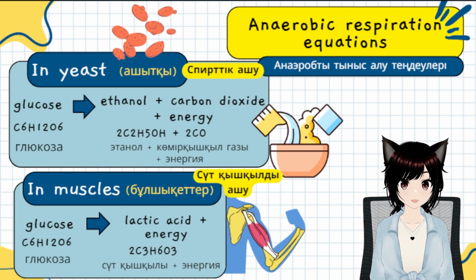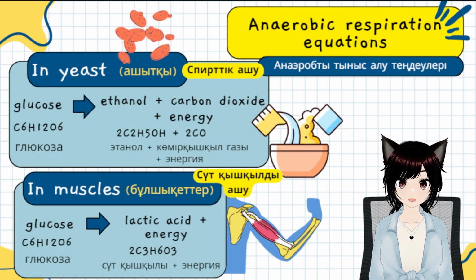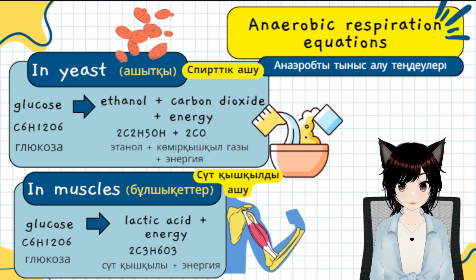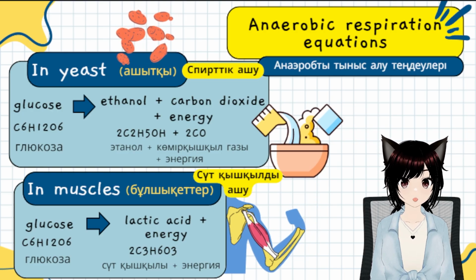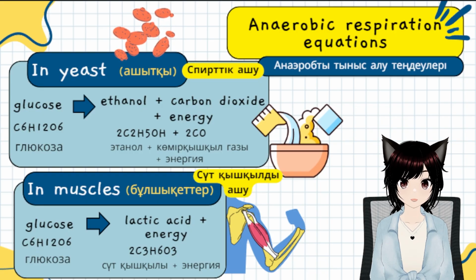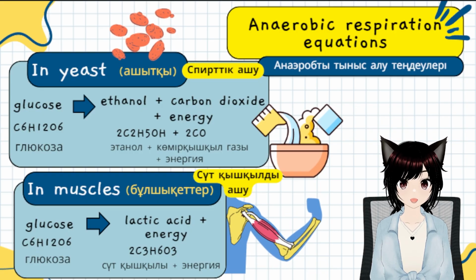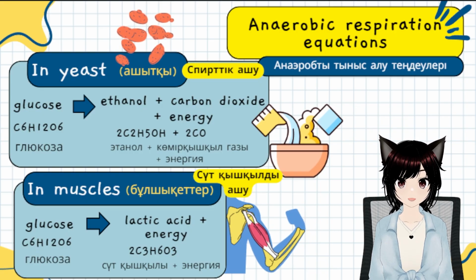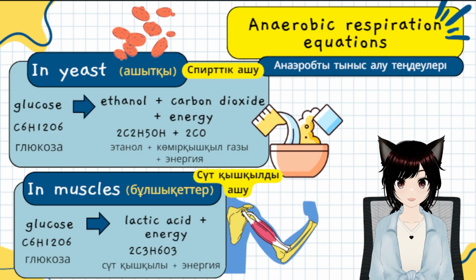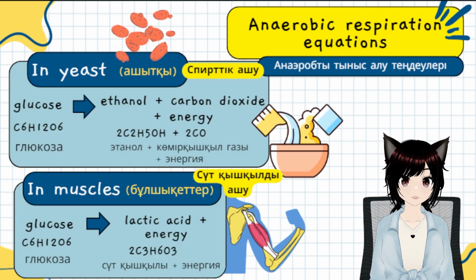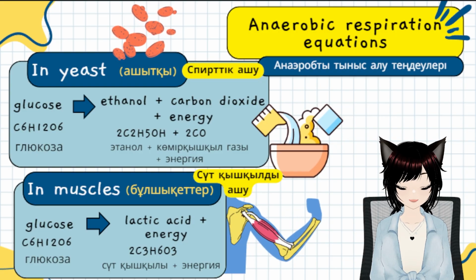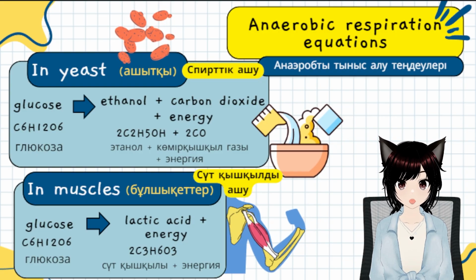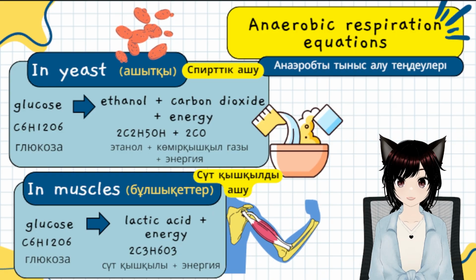Unlike aerobic respiration, the anaerobic respiration equations are different depending on the organism. Let's look at the two main types. Анаэробты тыныс алу теңдеулері ағзаға байланысты әртүрлі болып келеді. First, in yeasts, яғни ашытқыда, it's called alcoholic fermentation. Here, glucose is broken down into ethanol plus carbon dioxide and energy.